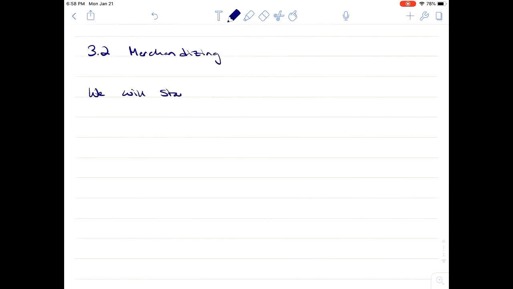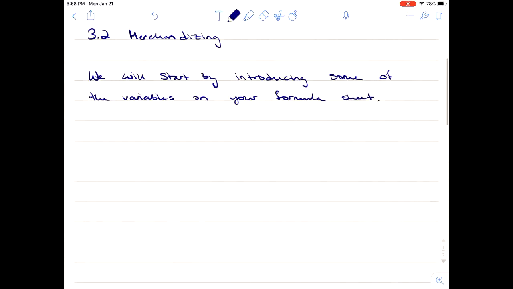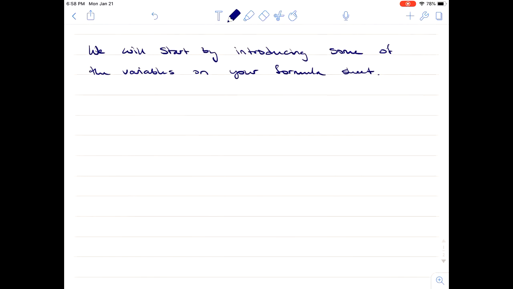We will start by introducing some of the variables on your formula sheet. I guess we can just read across. Let's start with N.